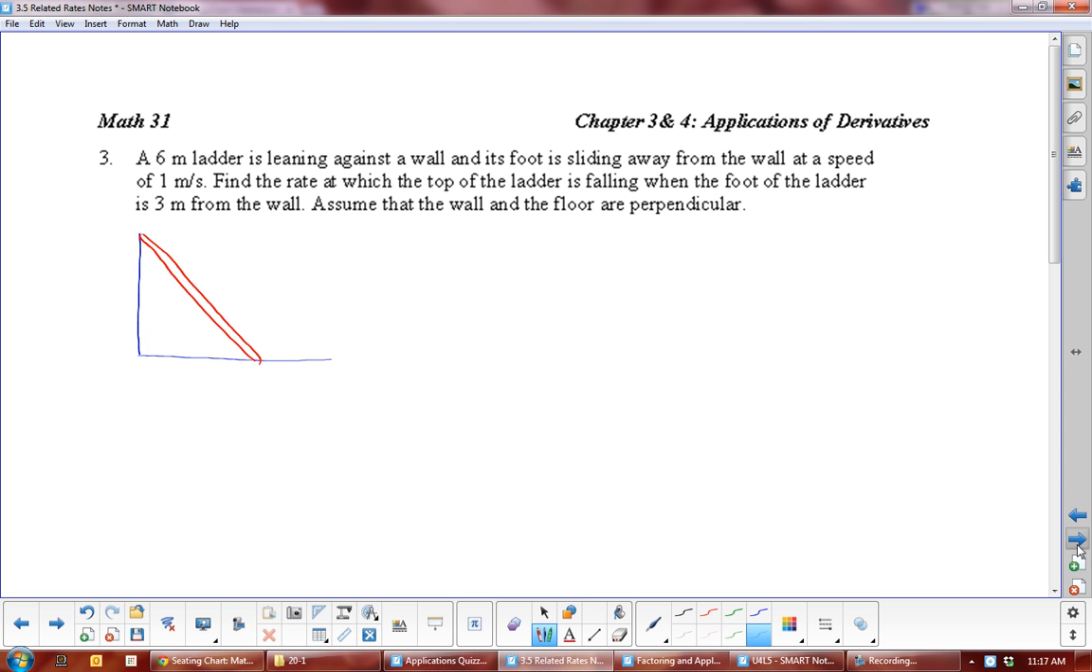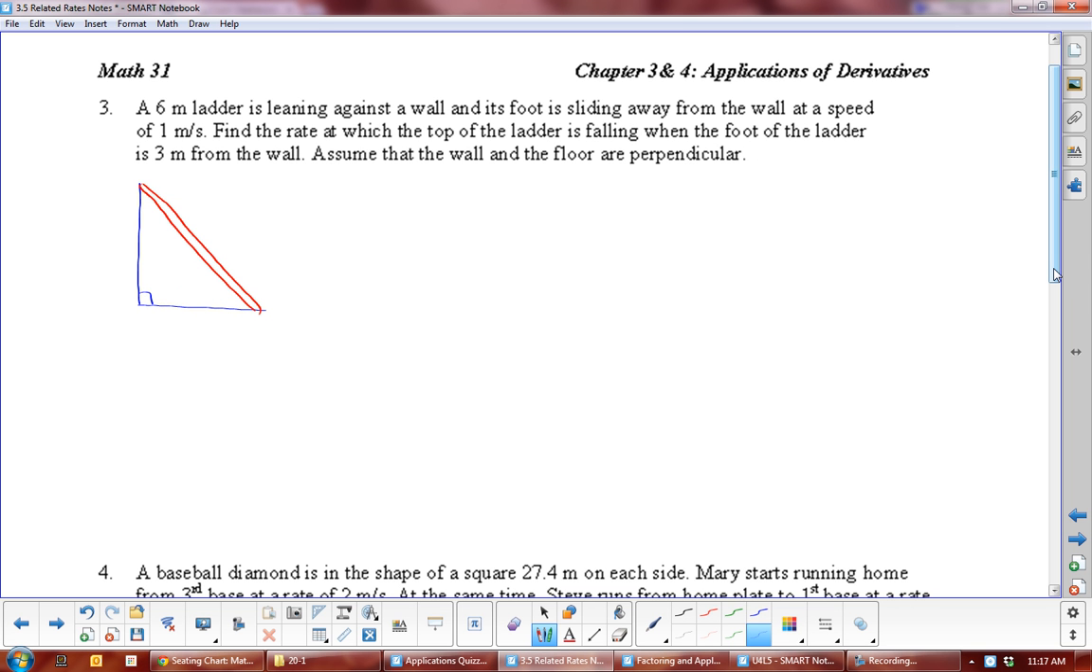Okay, here's my 90-degree wall. Now, are the distances on the wall and on the ground changing as this ladder falls? Yeah. The height changes, the distance on the ground changes. What doesn't change as this falls? The ladder. Okay, so it's really important to know that this will always be 6 meters.